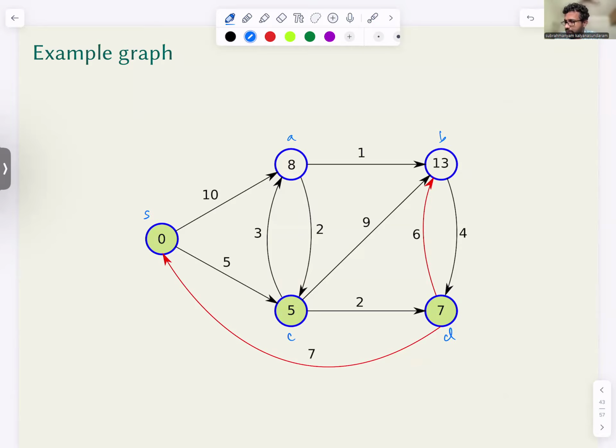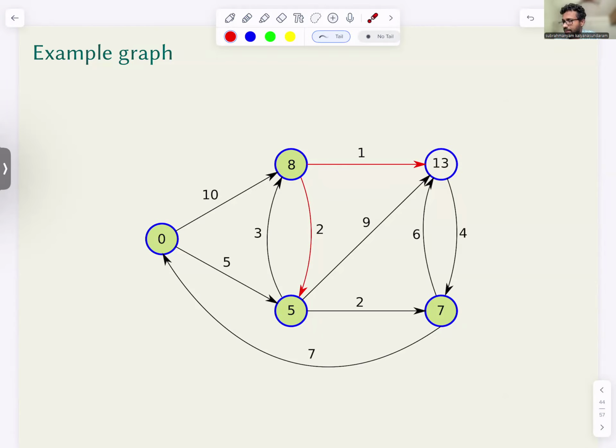Okay, so now which is the next vertex that will be DQ'd? Zero is already DQ'd, so the green ones are already out. There are only two in the queue. This one, 8, will be DQ'd, and it has two outgoing edges marked in red now.